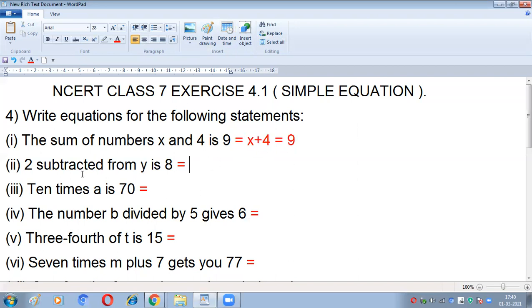Now the second bit is 2 subtracted from y. That means y minus 2 is 8. So y minus 2 is equals to 8. Here is the equation. So y minus 2 is equal to 8.